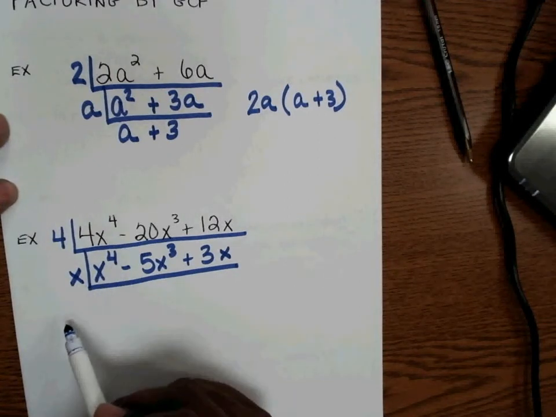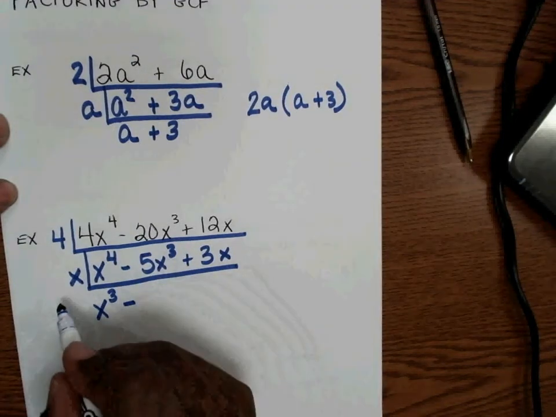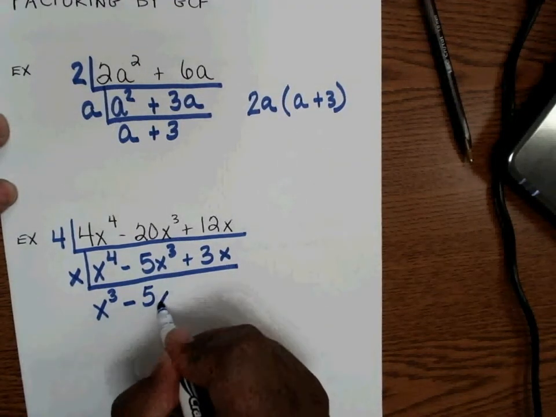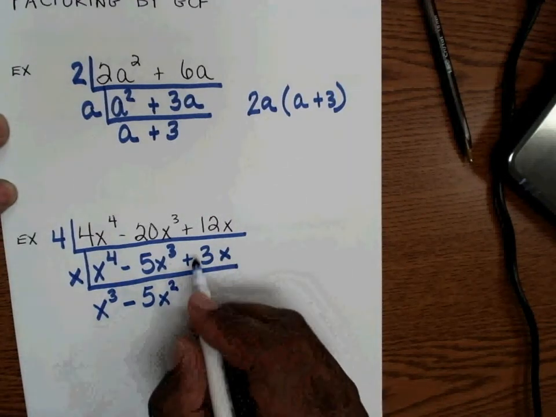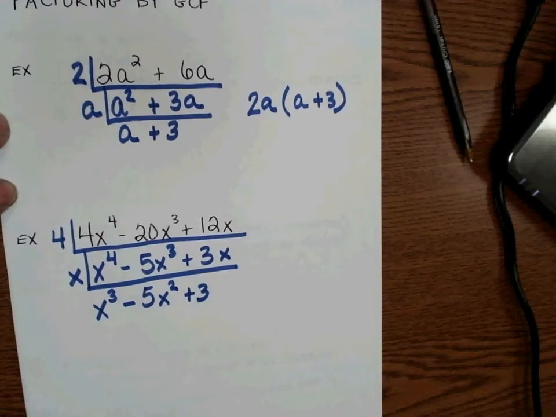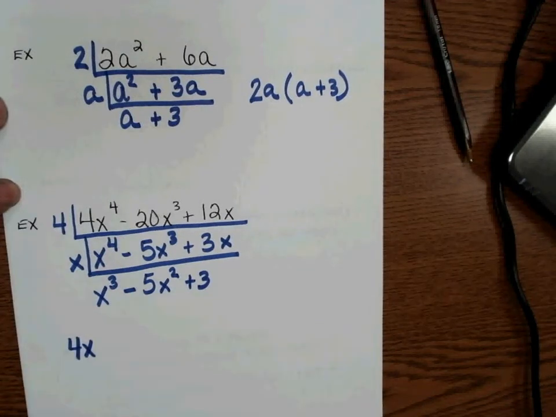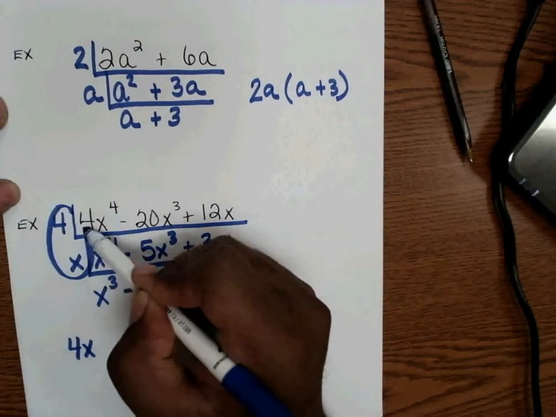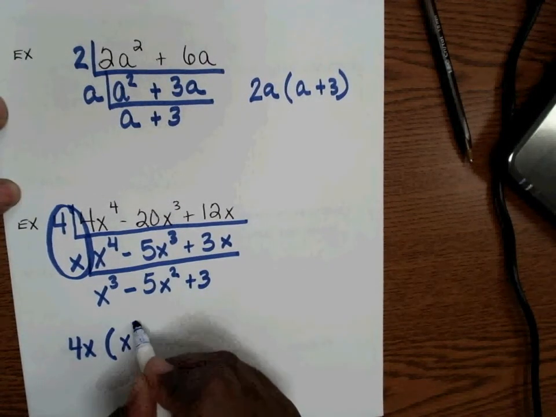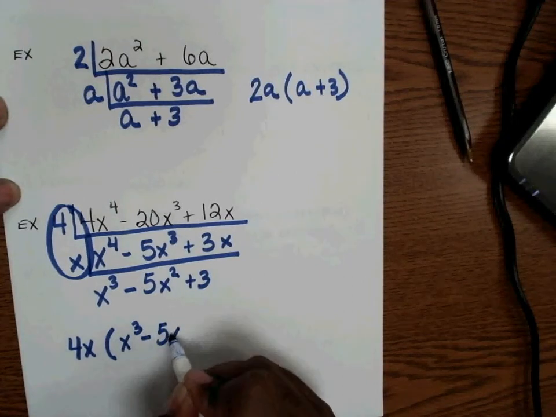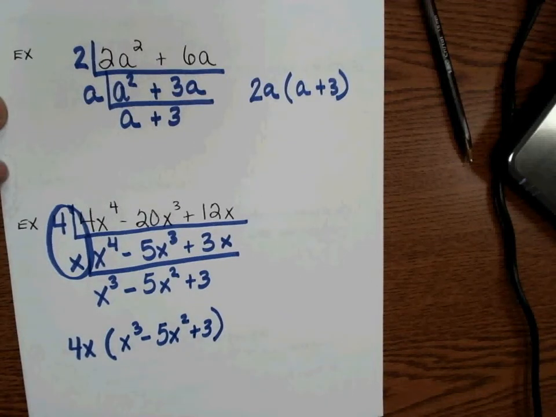So x to the fourth divided by x leaves me with x to the third. X to the third divided by x would leave me with x squared. And x divided by x would leave me with 1. 3 times 1 is 3. Thus giving us our answer 4x, which is our GCF from our left side, and our leftover x to the third minus 5x squared plus 3. All of this is factoring by GCF.